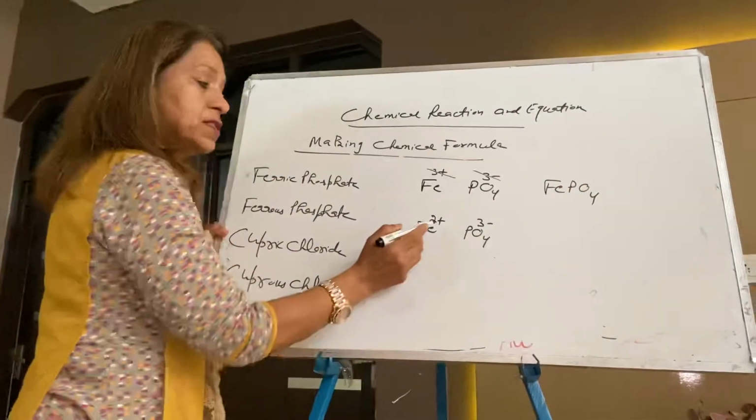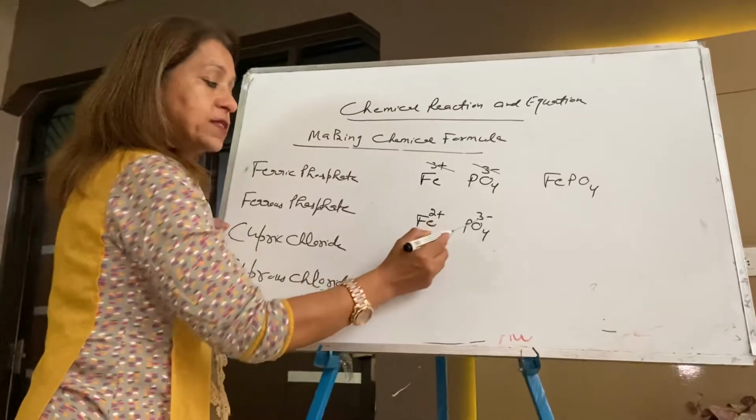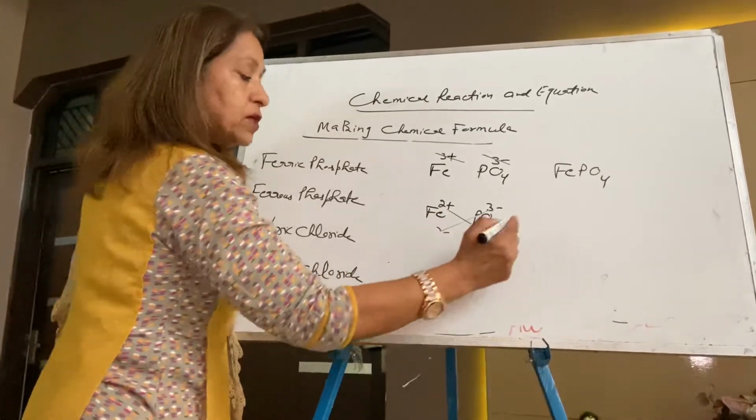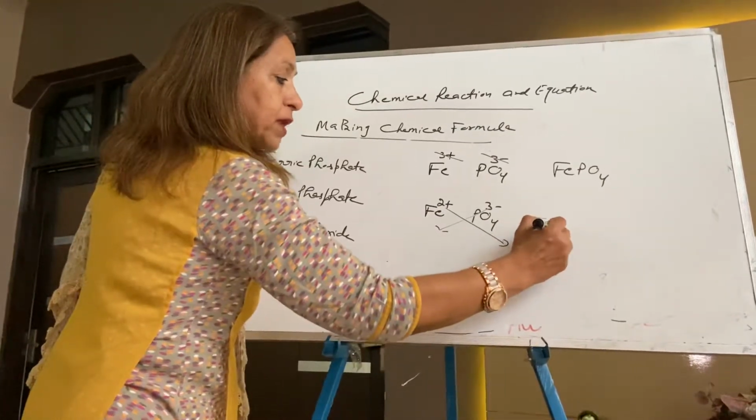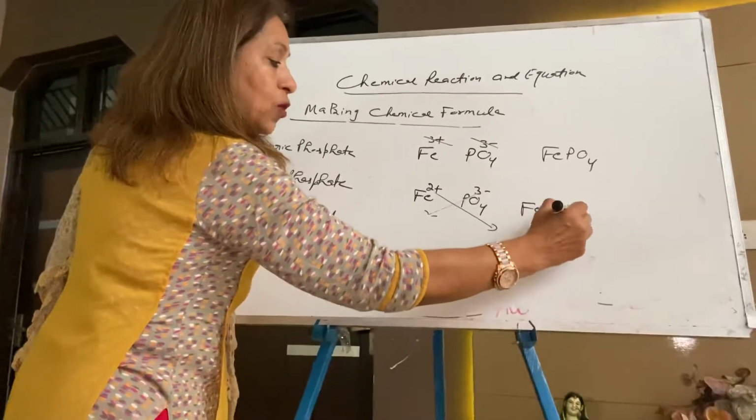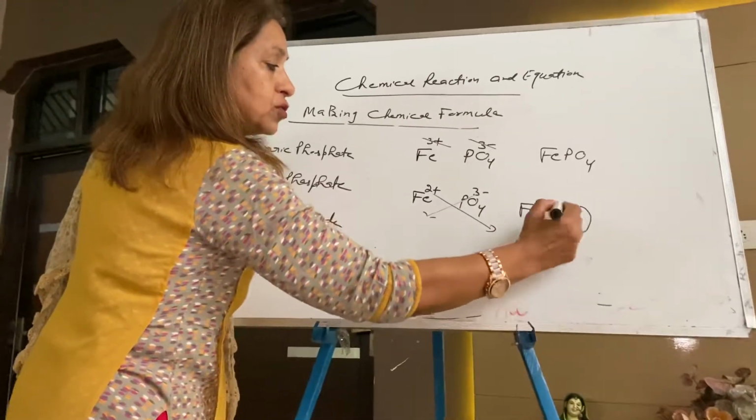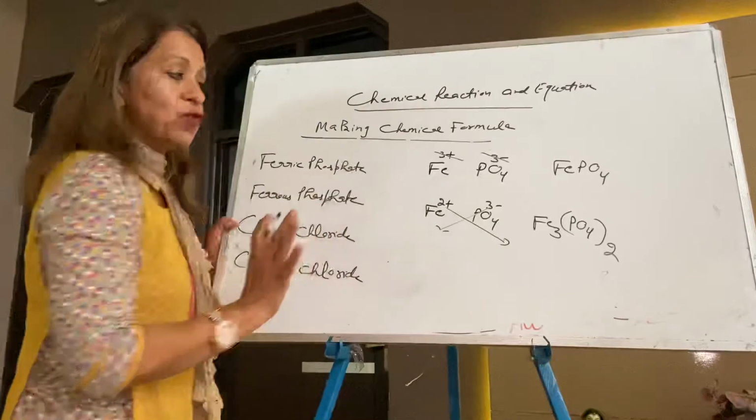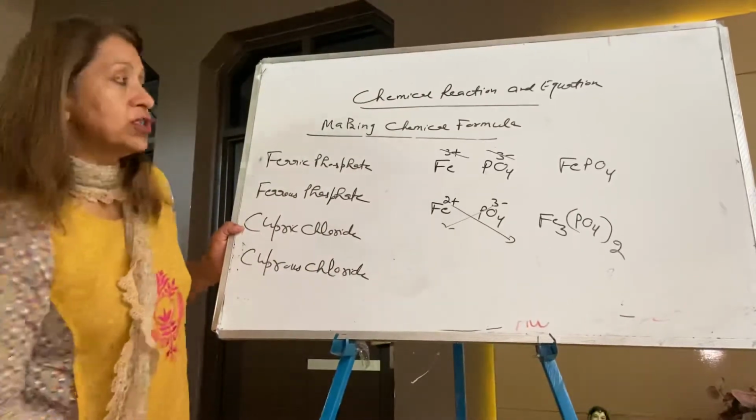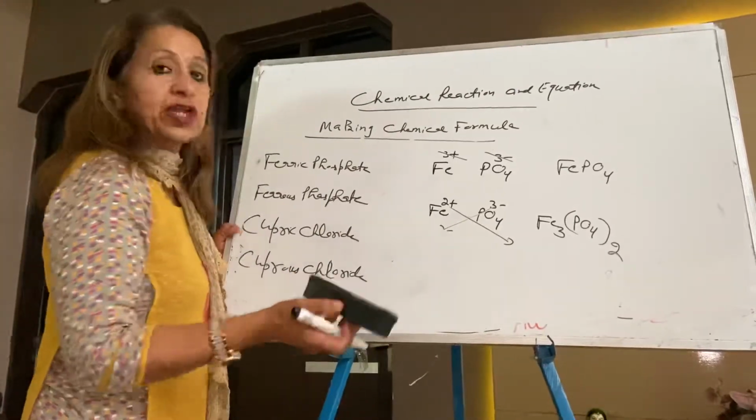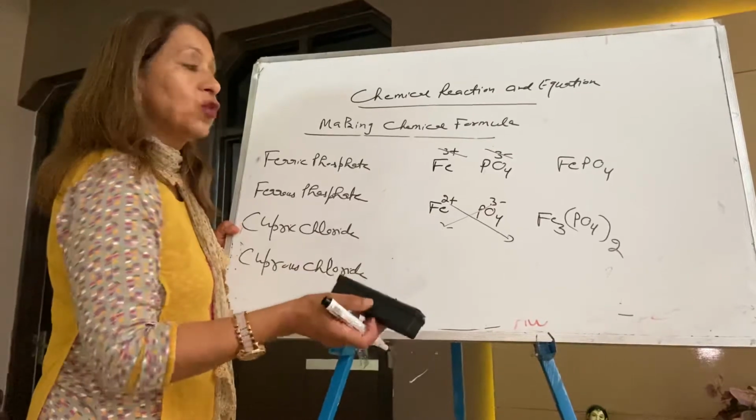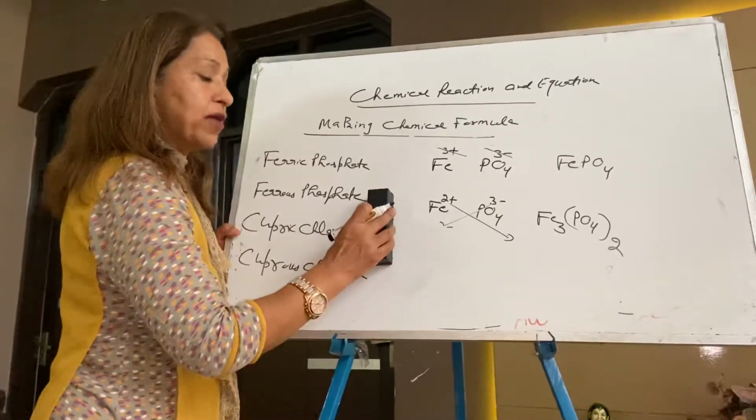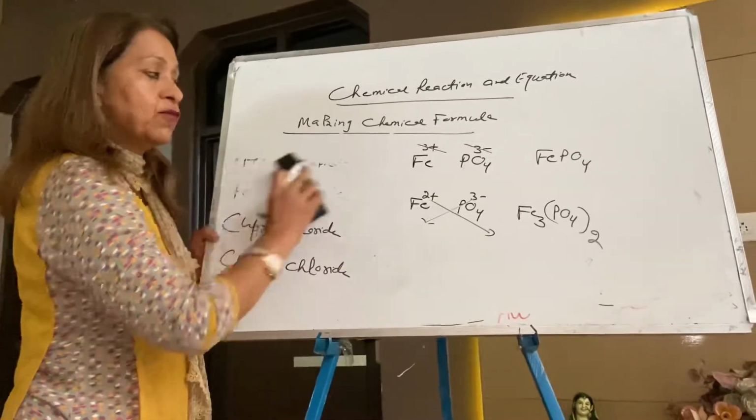But in this case 2 plus and 3 minus will not cancel, so by crisscross the formula becomes Fe3(PO4)2. In this way you can make the formula, because your chapter is of chemical reactions and equations. Only then will you be able to make the chemical reaction, if you know the chemical formula.